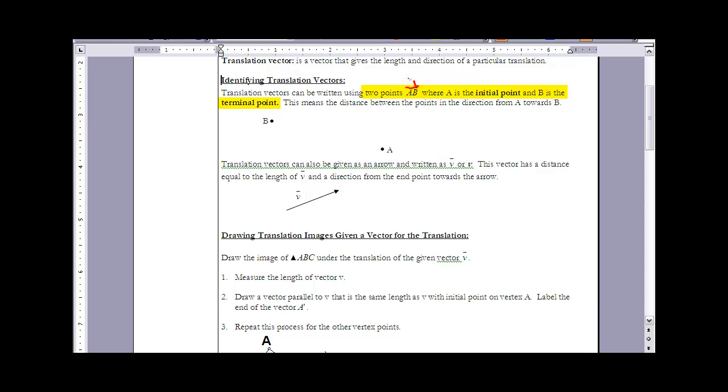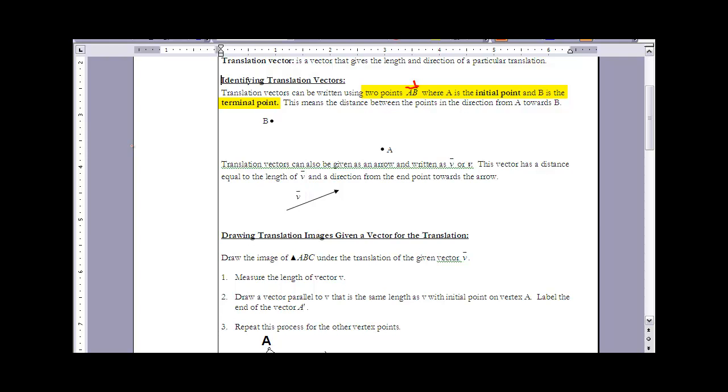What that vector means is that it has a distance from A to B, and the direction is from A towards B. The direction is a ray from A through B, but the distance we're going to move things is the length of AB. So it's going to move in the direction from A to B and the exact length of AB.